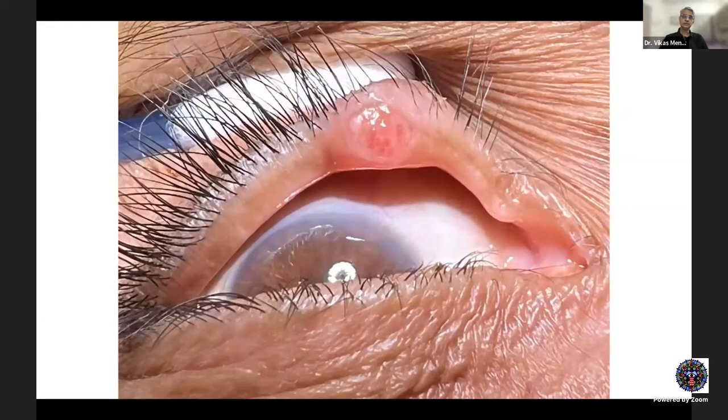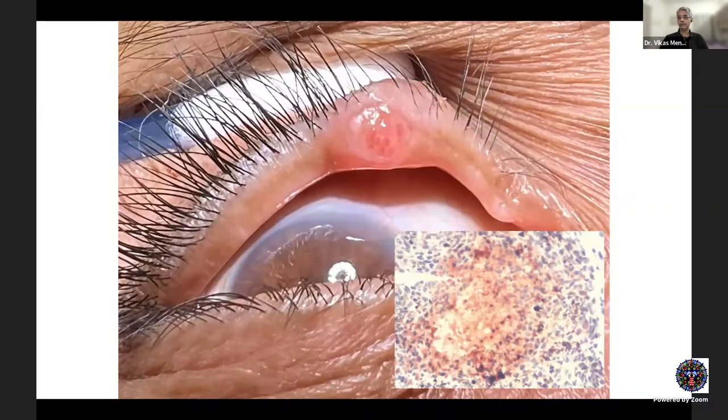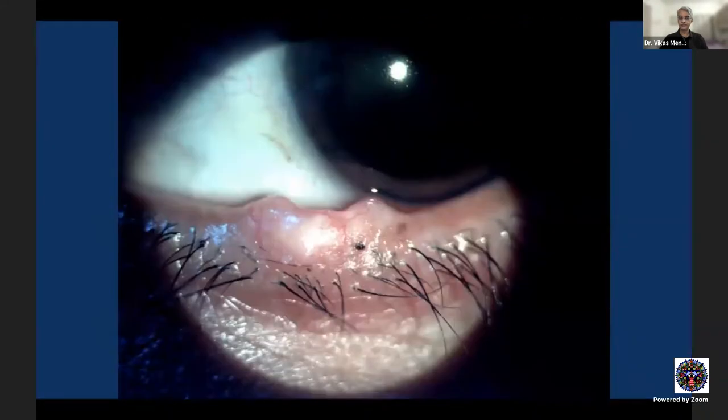Now, this patient, because of this atypical appearance, was taken up for biopsy where oil red O stain came positive and atypical cells were present. So this case was then diagnosed as a sebaceous gland carcinoma rather than a chalazion, and then treated appropriately.